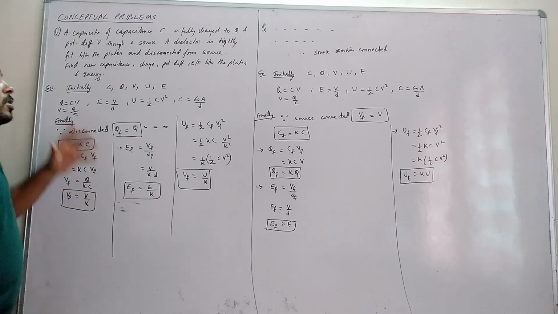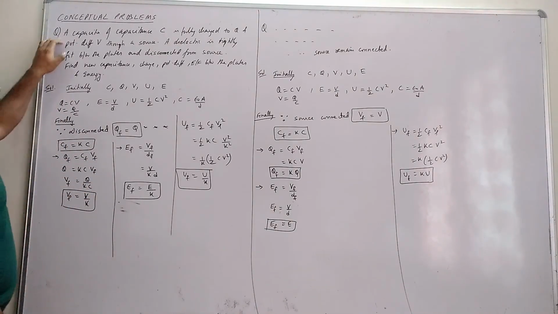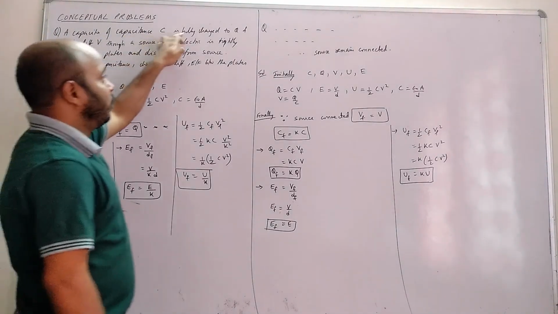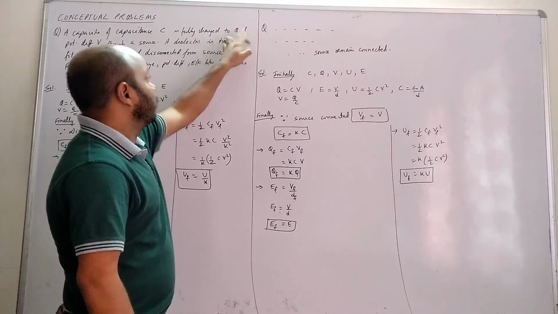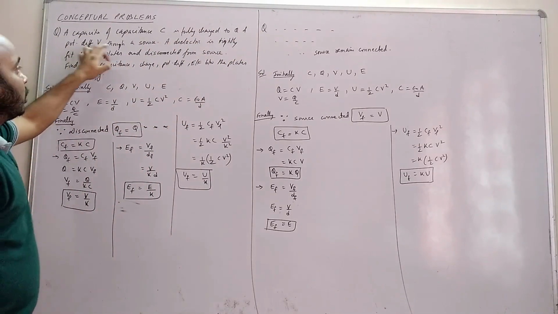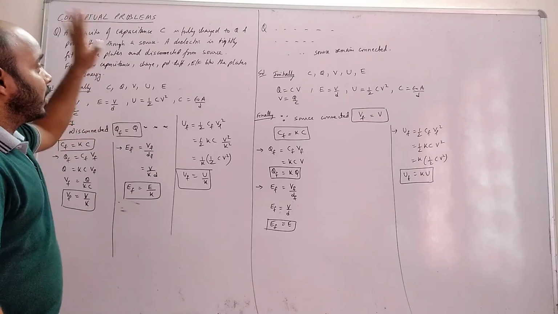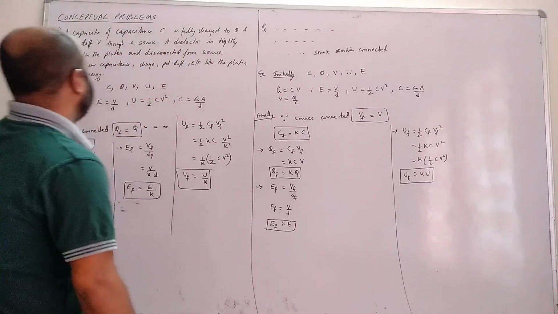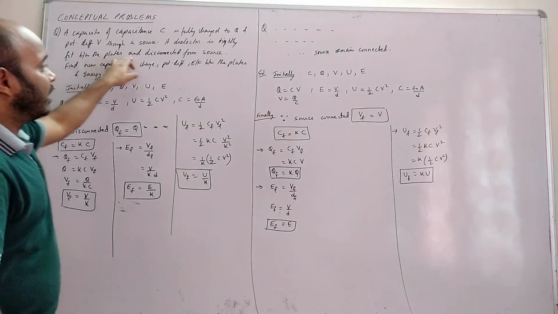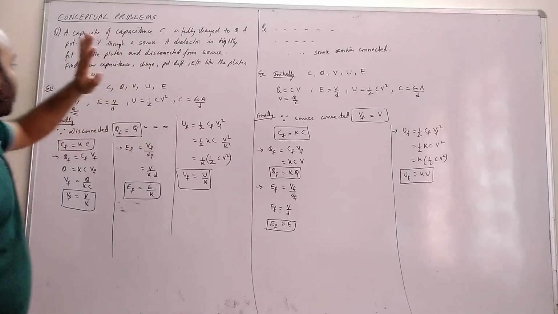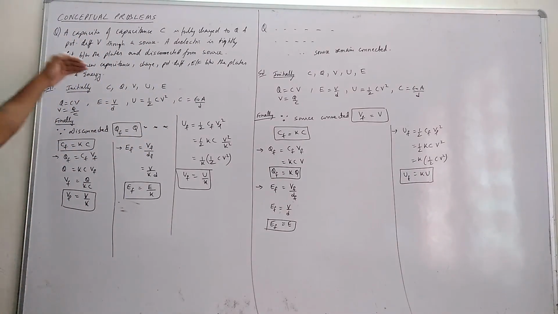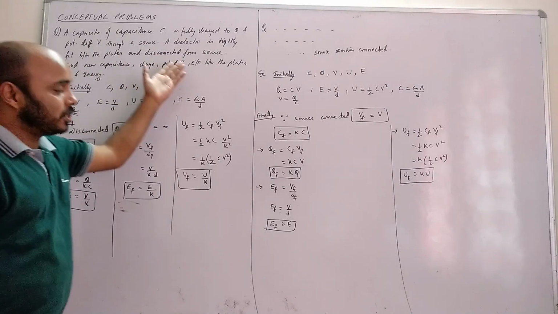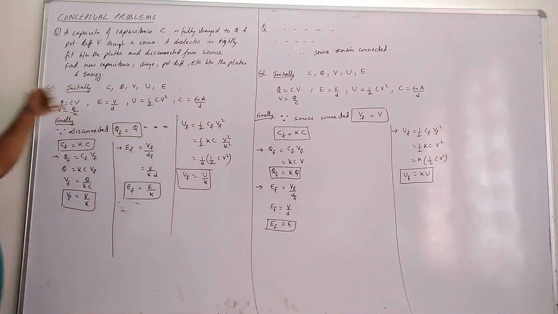So what is the question? A capacitor of capacitance C is fully charged to charge Q and potential difference V through a source. A dielectric is tightly fit between the plates and the capacitor is disconnected from the source. Find the new capacitance, new charge, new potential difference, new electric field between the plates and new energy. So what is happening? We have a capacitor which is fully charged through a source.